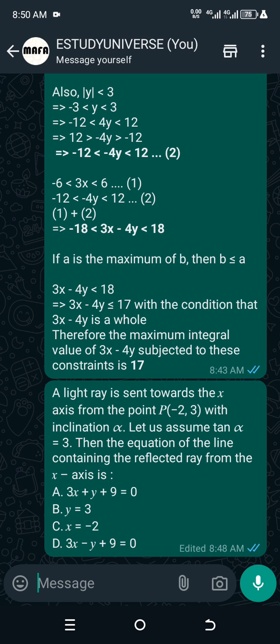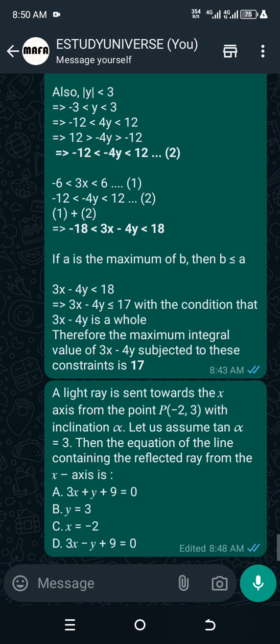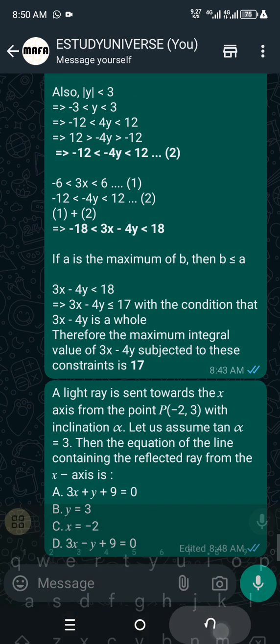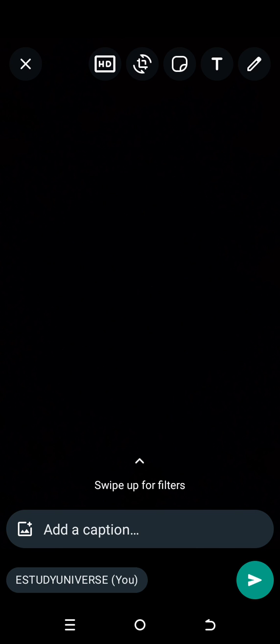Okay, so we have a light ray that is being sent towards the x-axis from this point. They have given us the angle of inclination and they have given us that tan alpha is equal to 3. So now, first of all, I cannot really draw using text. So to draw, I think we just have to snap a picture. I just hope it is still recording. So I've snapped a picture, then I'm just kind of going to draw the diagram.